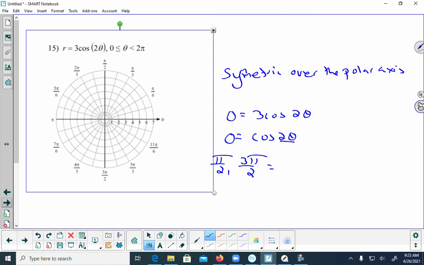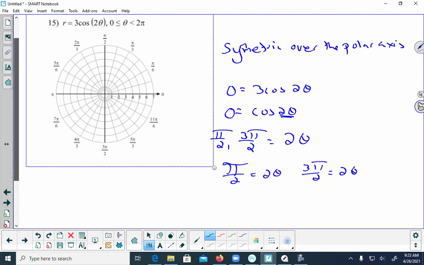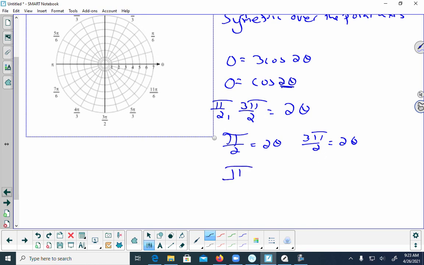Now I'm going to set that equal to whatever's in here, which is 2 theta. So I have pi over 2 is equal to 2 theta, and 3 pi over 2 is equal to 2 theta. If I divide both sides by 2 or multiply by 1/2, I'm going to get pi over 4 and 3 pi over 4. So I'm going to say my zeros are going to be (0, pi over 4) and (0, 3 pi over 4).